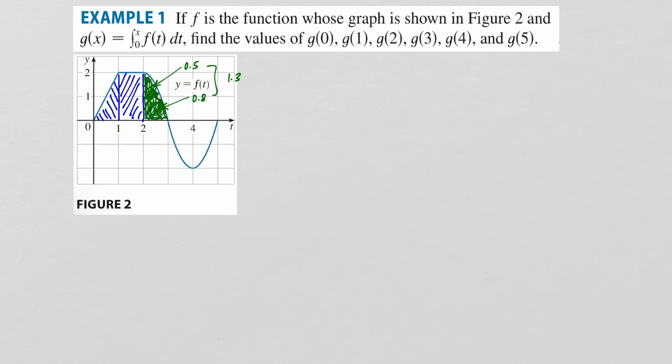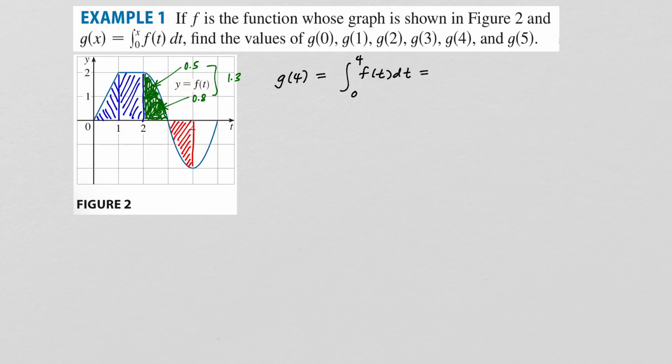So now let's compute g of 4. Of course, g of 4 is the integral from 0 to 4 of f of t dt. And this is the area under the curve from 0 all the way out to 4. Now, some of that area is now below the x-axis. And I'm going to color this red because area below the x-axis gets counted as a negative area.